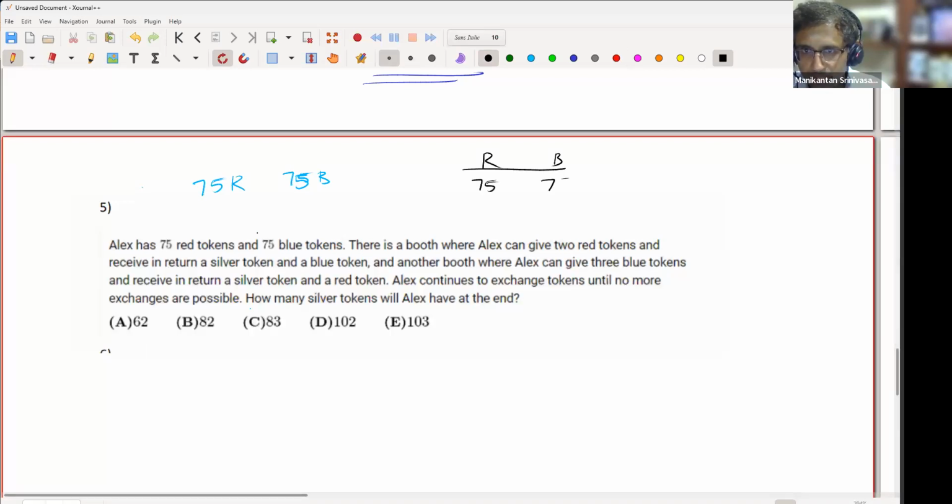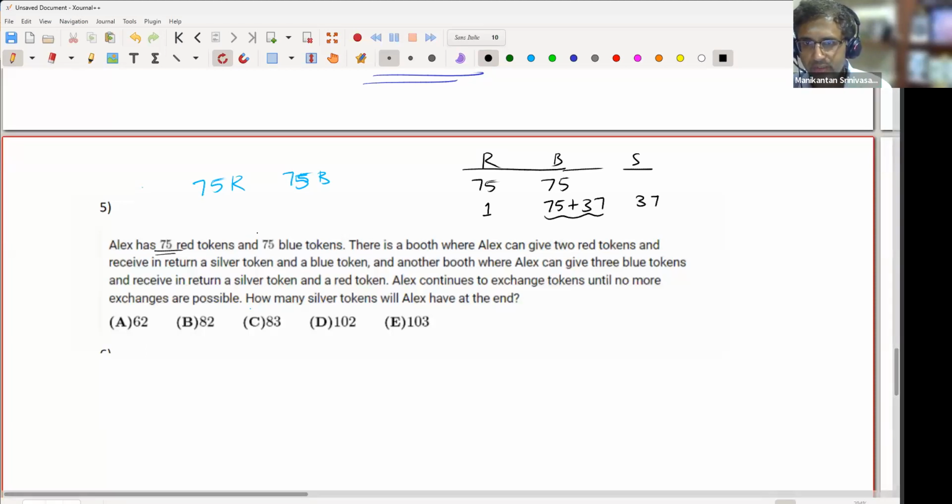You exchange all the reds, right? Which means there are 74 reds, so you subtract 74, and then you have accumulated 37 blues and 37 silvers. Now you go and exchange. There are 112 of these, and then you exchange. Keep seeing how many multiples of 112. I think 37 times 3 is 111.